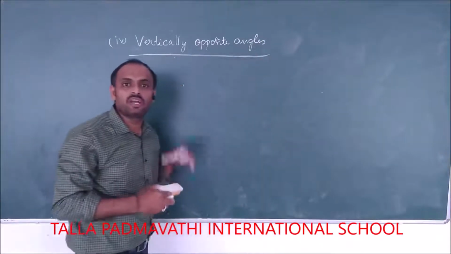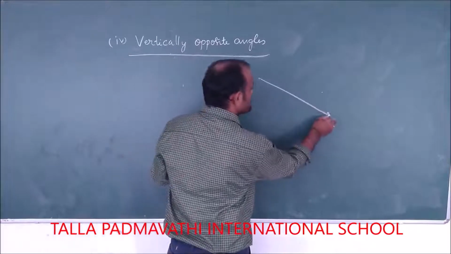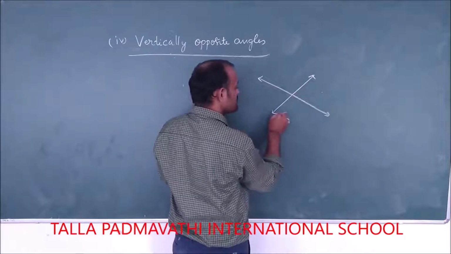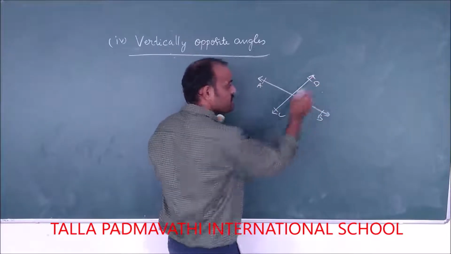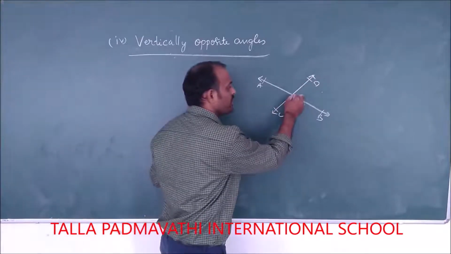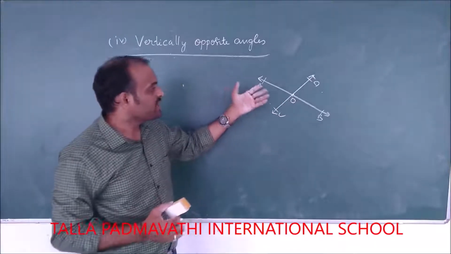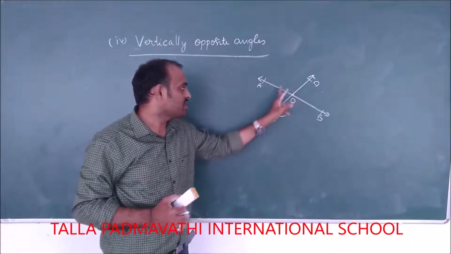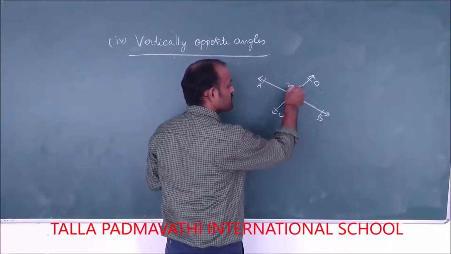So what do you mean by vertically opposite angles and when will they be found? If I have two lines meeting at a point, see, I have a line AB and another line CD. Both are meeting at a point O. When they meet at point O, four spaces will be formed. All these are nothing but angles, so four angles will be formed.